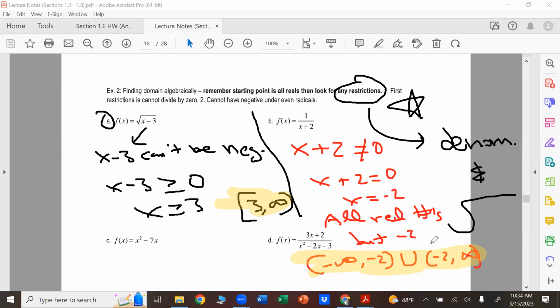For denominators, the bottom cannot be 0. So set it equal to 0, see what happens, and exclude it from your domain. So you exclude negative 2 from part B from your domain because we can't divide by 0, and negative 2 would make the bottom 0. For part A, again, you got to make sure we stay positive. 3 is okay. Anything bigger than 3 is okay. Anything less than 3 is not okay. So that's why we have the domain go from 3 to infinity, 3 being inclusive.